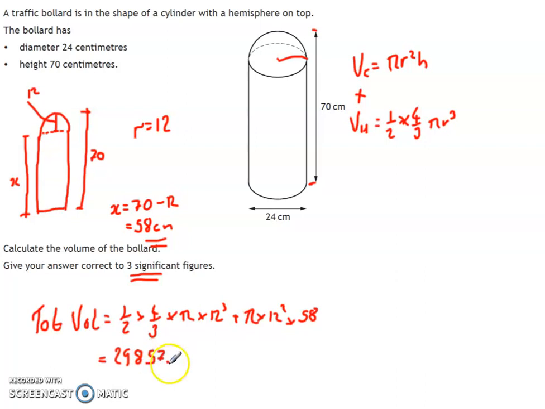Now, there's 2 things we have to remember here. The first thing is it wants a set rounding. So that's the first thing we have to be able to do. So what we then say is fine, we'll take that into account, and we'll say our total volume is equal to this, rounded to 3 significant figures. That gives me 29,900.